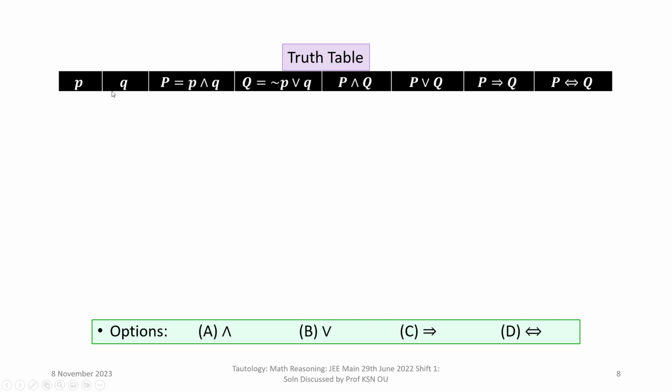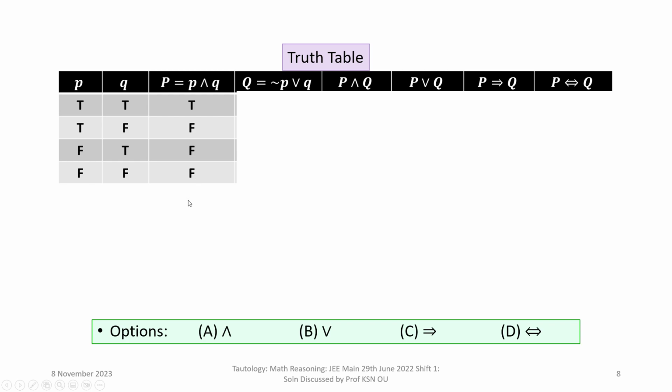Now first of all, let us write down the truth values for P, Q. This will be TT, TF, FT, FF. These are the truth values. Now for first of all capital P, we will fill it out. T and T is T. T and F, F. F and T, F. F and F, F. So this is the T, F, F, F.